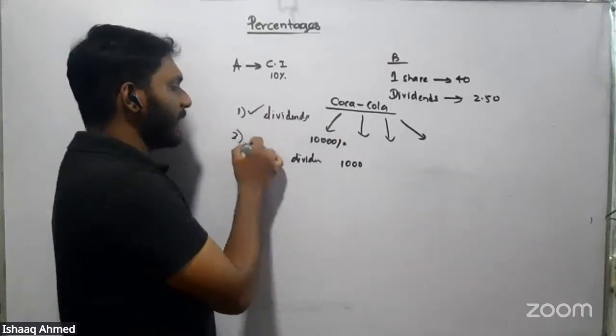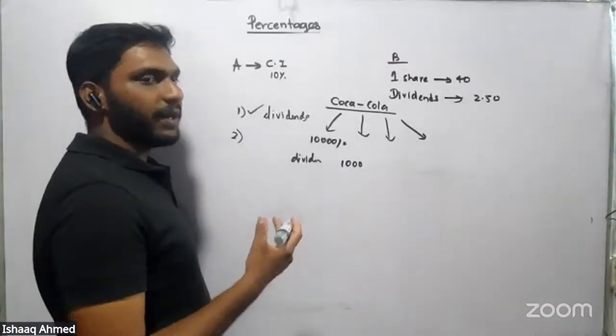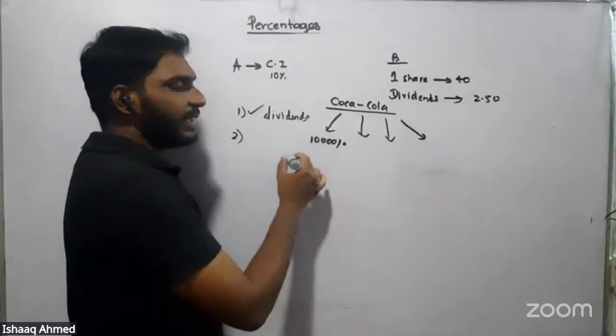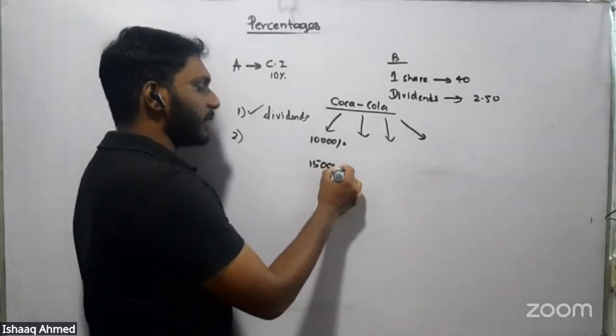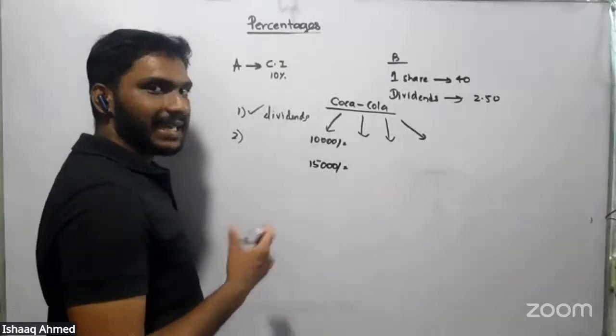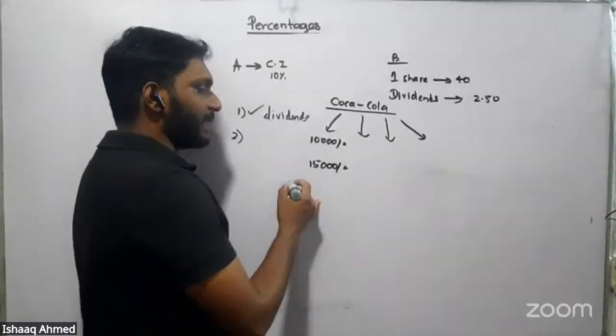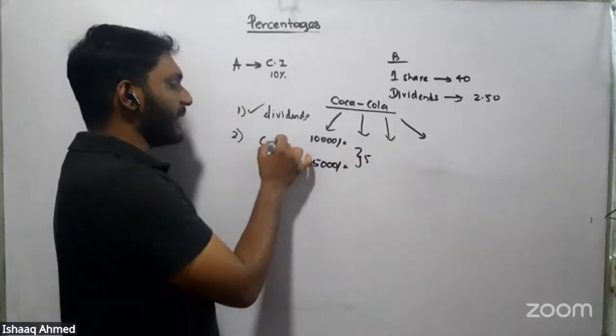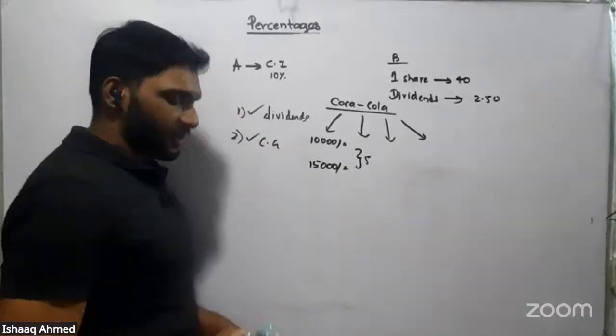That is one way you get money from the share market. The second way is you buy a share for a lower price and sell it for a higher price. If you bought a share for 10,000, you could sell a Coca-Cola share to your friend for 15,000 because the share price has increased. That means you earn 5,000 profit. This is called capital gain. Profit is called capital gain.